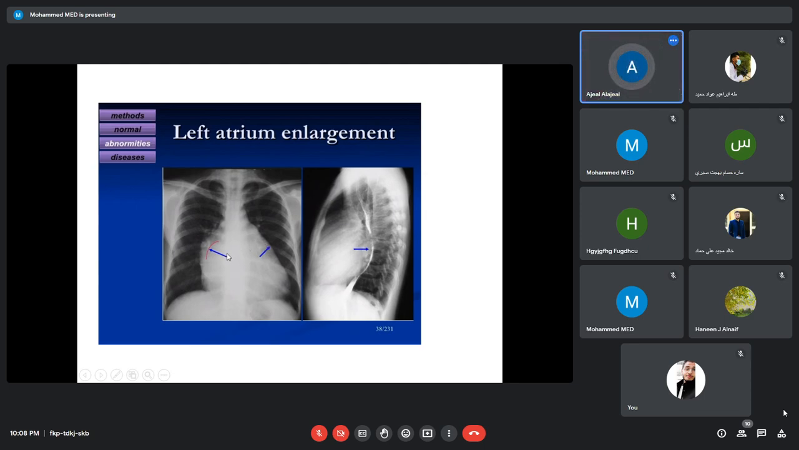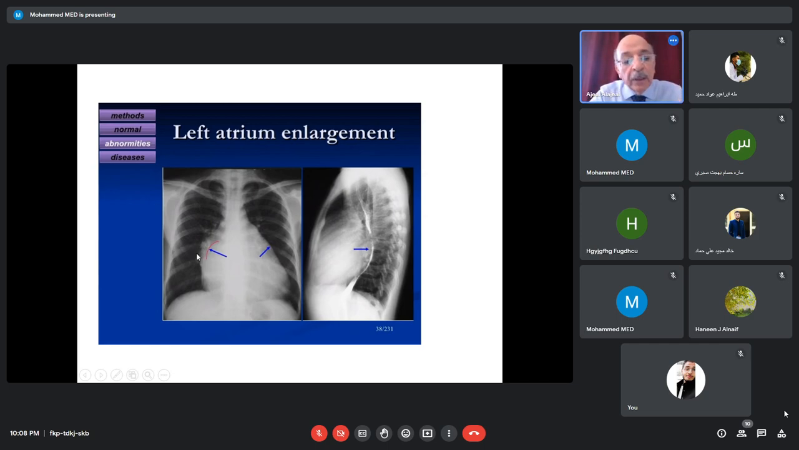Do you see the red line? Yes, the red line shows what we call a double border of the heart. The red is one border, and then there is another border more to the left. This indicates that the left atrium is enlarged. The red arrow is the normal heart, and the one behind this is the enlarged left atrium.